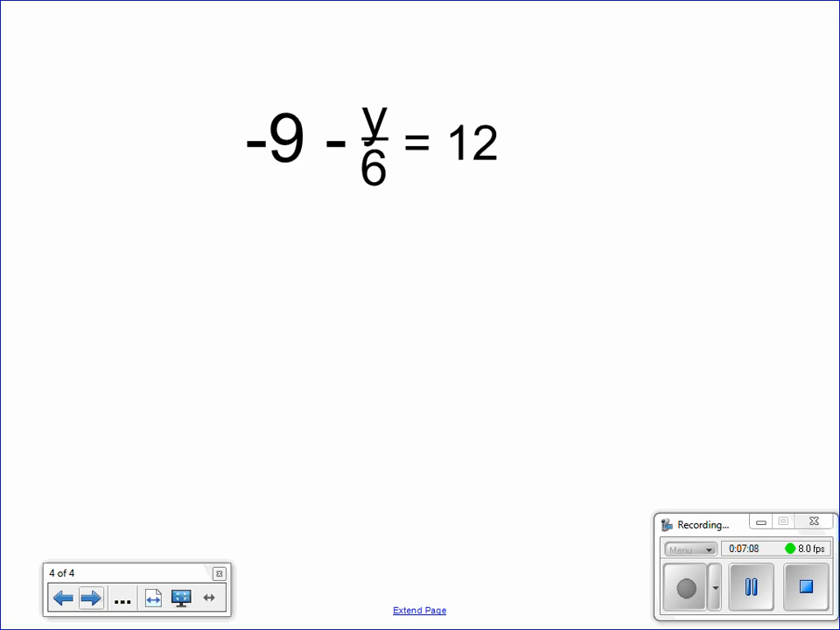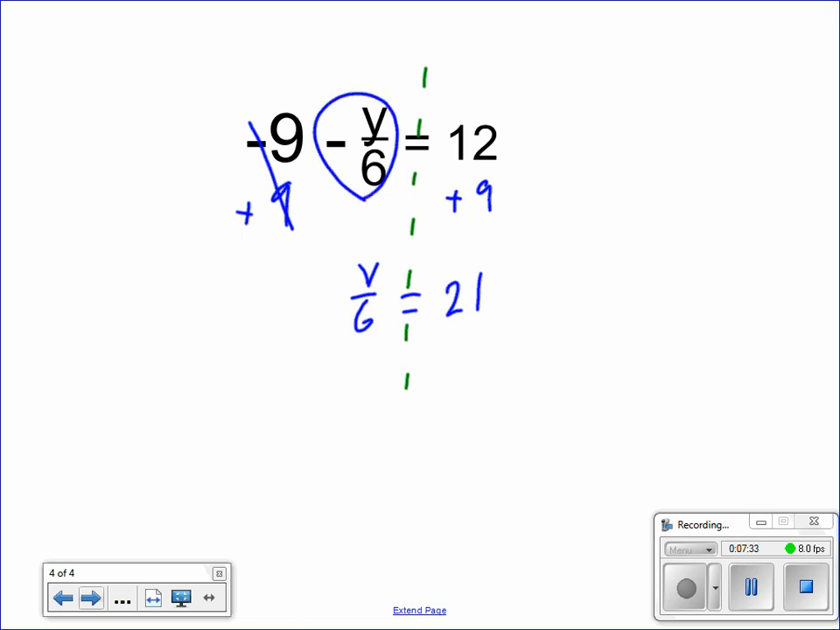So I'm going to first get rid of that negative 9, so that I have one term on that side. I get rid of the negative 9 by adding 9. Those cancel, they're the inverse of each other. Back to our properties. Add 9. Over here I have 21. Over here I have y over 6. Still don't have that negative, right? It's negative y over 6 equals 21.